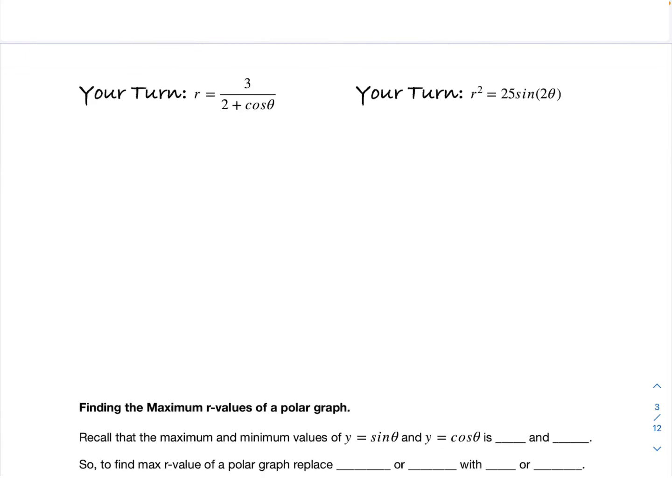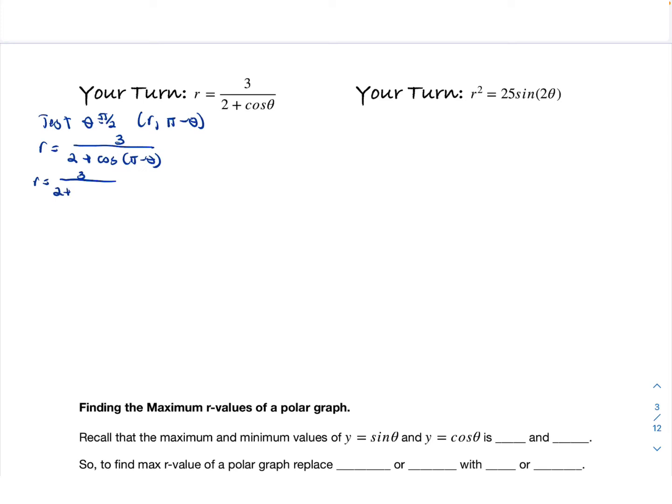All right, you try this one. Okay, hope you remembered you have to test all three. So we're going to start by testing if it's symmetric with respect to the line theta equals pi over 2 by testing r equals pi minus theta. So I want to replace every r with r and every theta with pi minus theta.